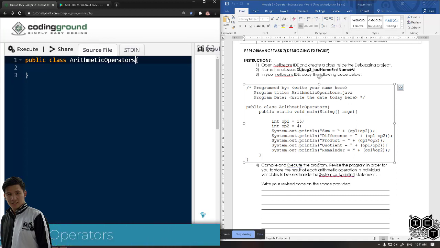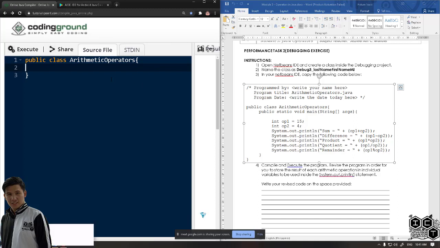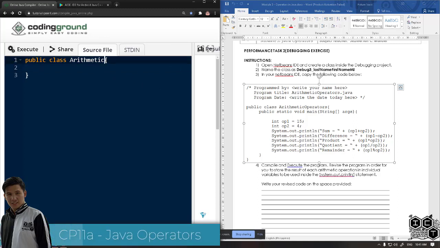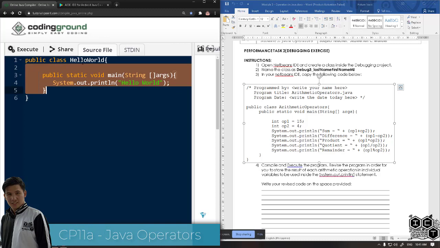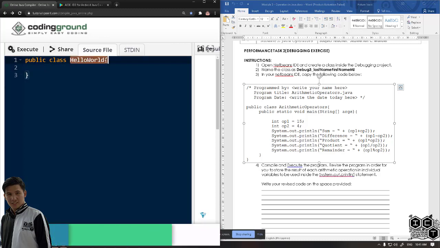Someone asked, sir, ang gagamitin ba natin na class is debug_3, last name, first name? Actually, it can be both. I'm just simply trying and testing everyone kung ano or kung paano nyo maiintindihan or kung naintindihan nyo na yung paggamit natin ng class name. Okay? So, if the file name or your .java is ArithmeticOperators, automatic yan. Ang class name natin, okay, ang class name natin, it's the same. Ganyan. Or yung arithmetic operators din na tinatawag natin.